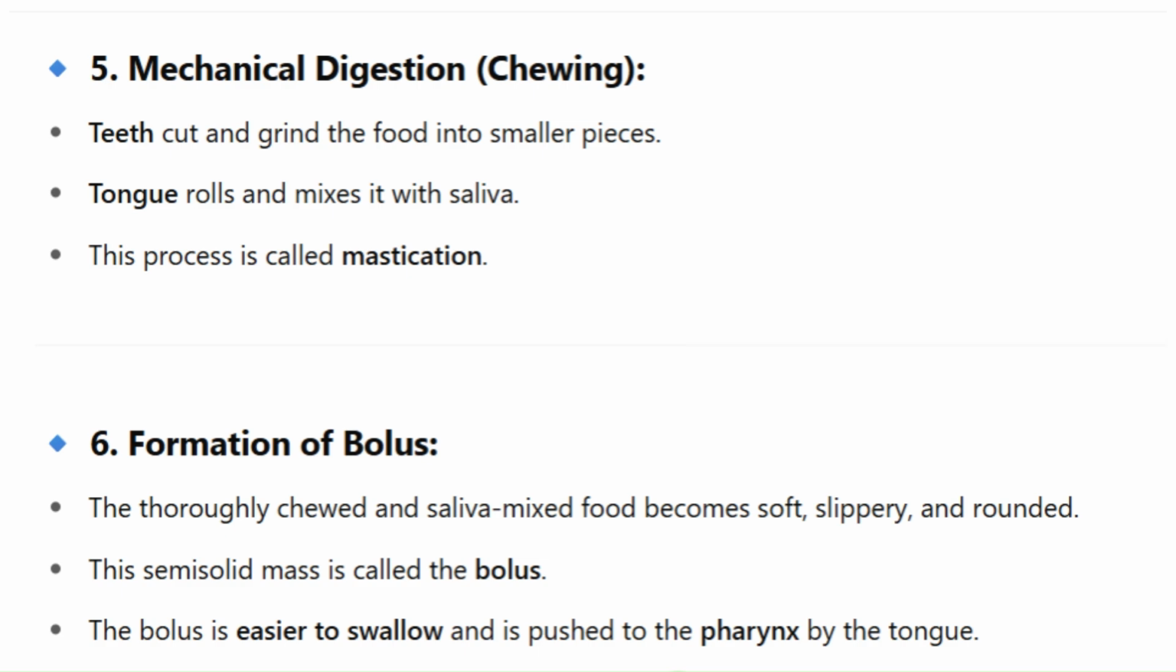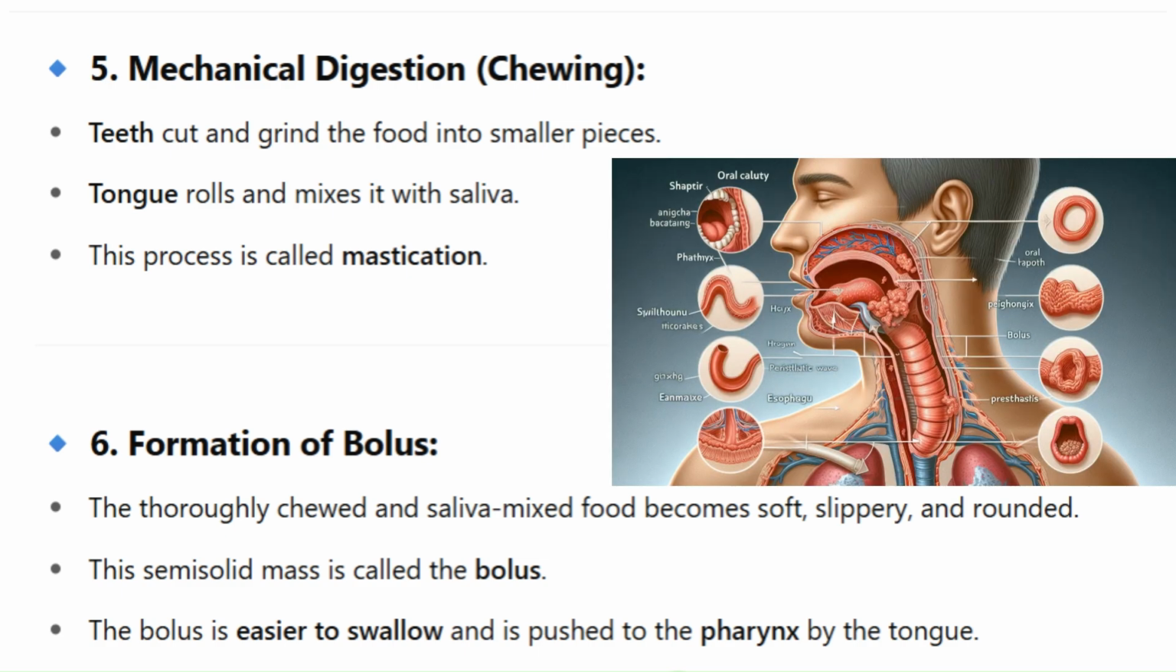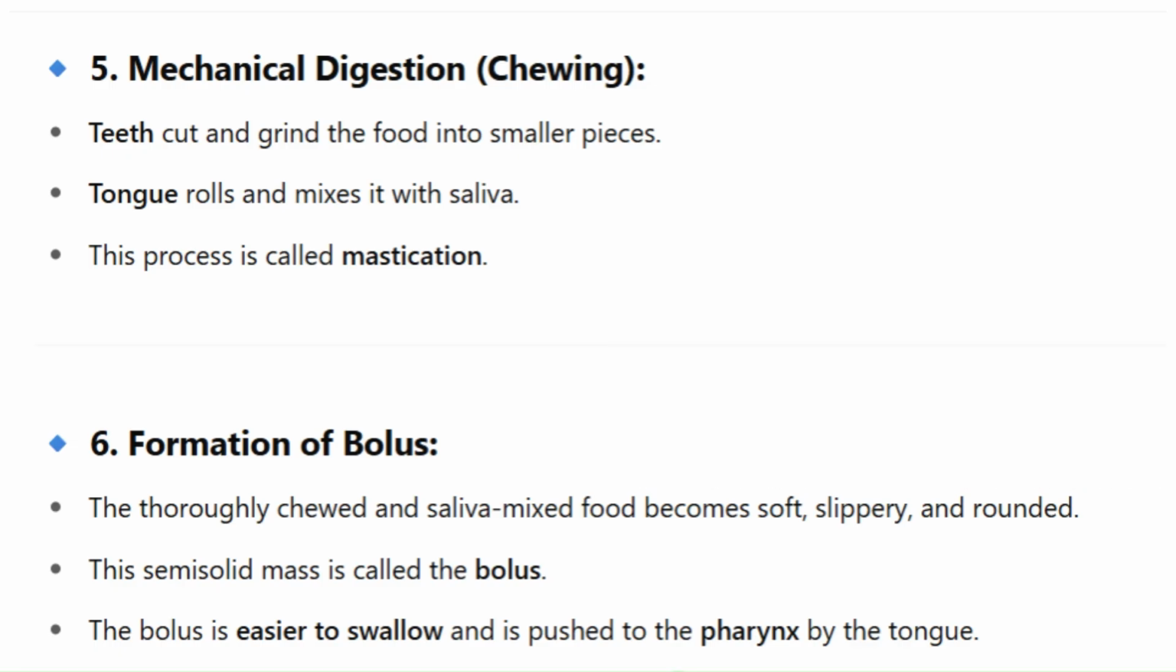6. Formation of bolus. The thoroughly chewed and saliva-mixed food becomes soft, slippery, and rounded. This semi-solid mass is called the bolus. The bolus is easier to swallow and is pushed to the pharynx by the tongue.